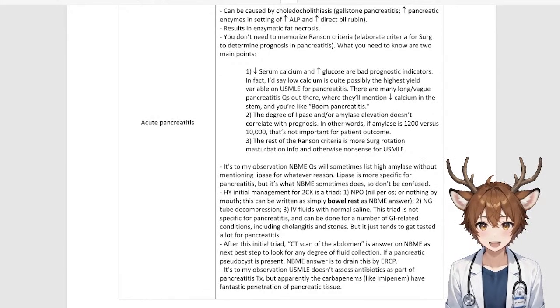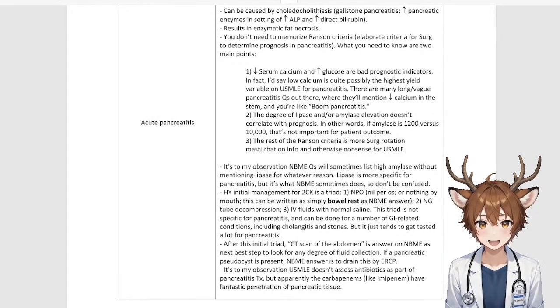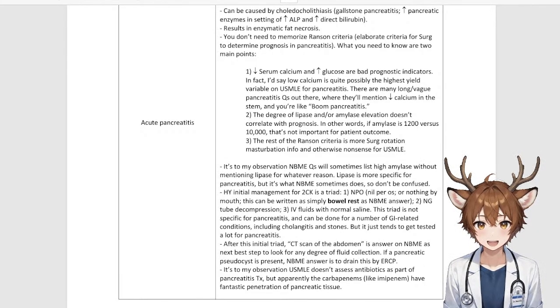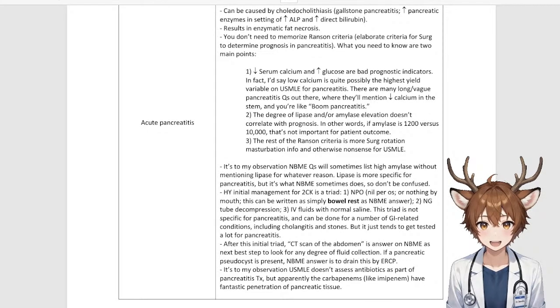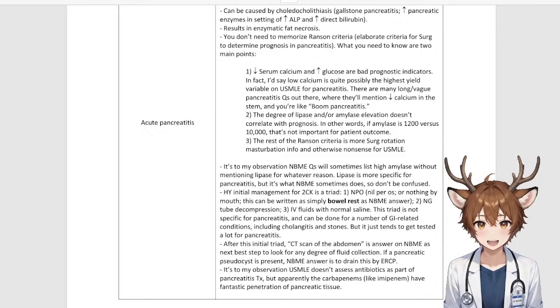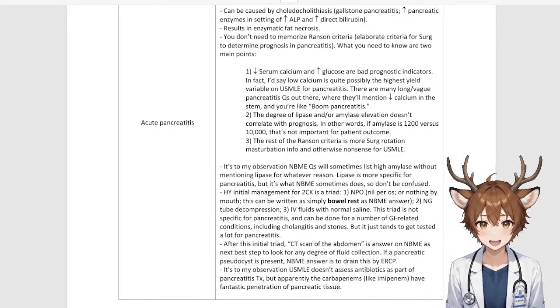It's to my observation, NBME questions will sometimes list high amylase without mentioning lipase for whatever reason. Lipase is more specific for pancreatitis, but it's what NBME sometimes does, so don't be confused.